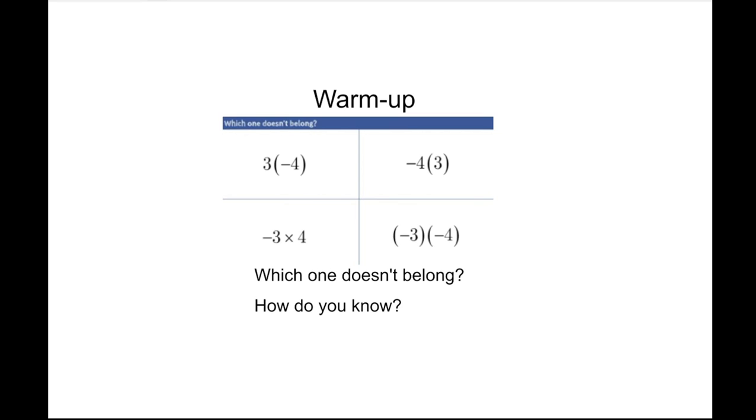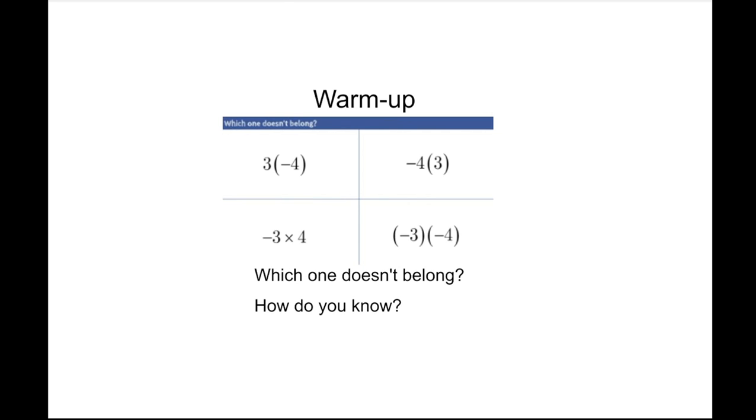So you could say this one is the odd one out because this is using the x as a symbol for multiplying, where everything else is using brackets. You may have gone through and said this one's the odd one out because this is the only one with a positive 4. All the other ones have negative 4s.